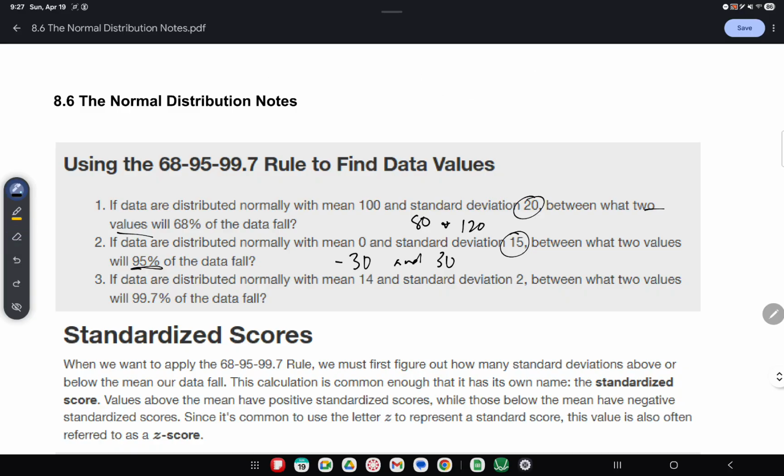All right, let's do this third one here. So we have a mean of 14 and a standard deviation of 2, and we want to go that 99.7, so those 3 spots on either side. So let's add 2, so 16, 18, 20, and then 12, 10, 8. So we'd be between 8 and 20. Okay.